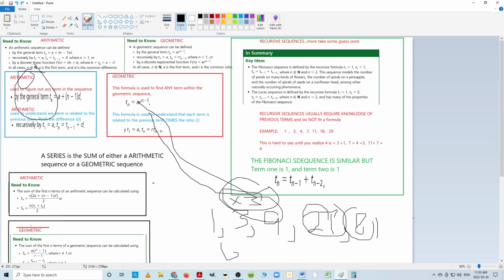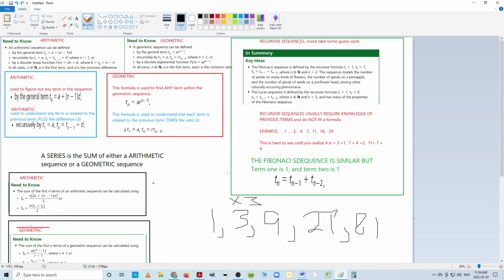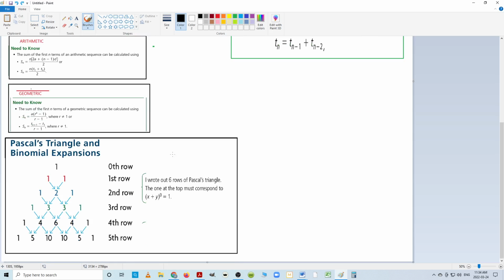Arithmetic sequences are very similar to lines or simple interest, which you'll learn next chapter. They're totally related. And geometric sequences are related to either growth curves or decay curves, and to compound interest, which you'll learn next chapter. So it's important to learn these. So these are just how to figure out any term in the sequence, and these are used to sum up the sequence.